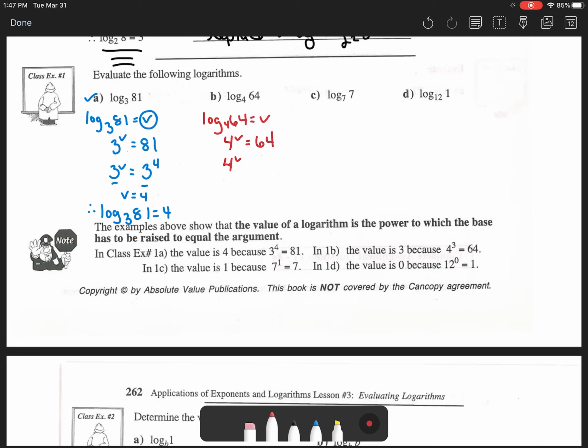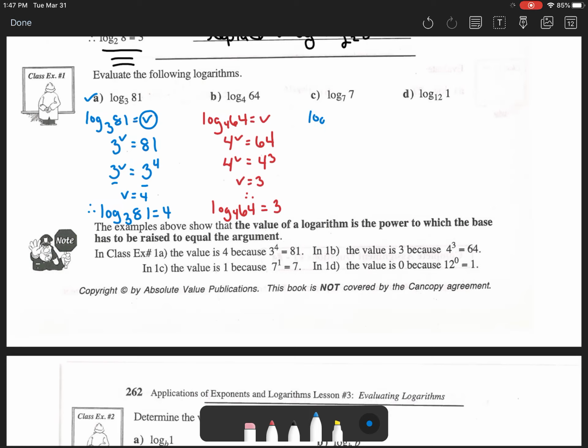Okay, I want to write 64 as a power that has the same base as what's on the other side. So that's going to be 4. So 4 to the exponent of 3 is equal to 64. Now I can equate the exponents. v is equal to 3. And therefore, I just state again that log base 4 of 64 has a value of 3.